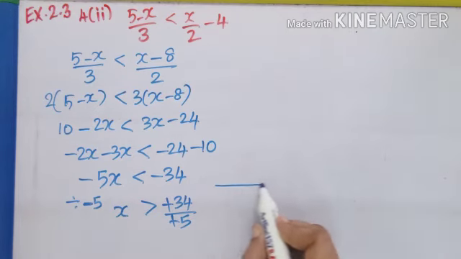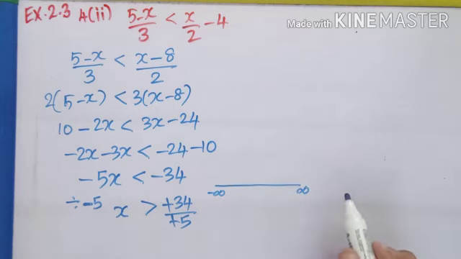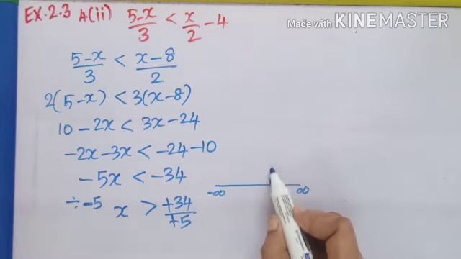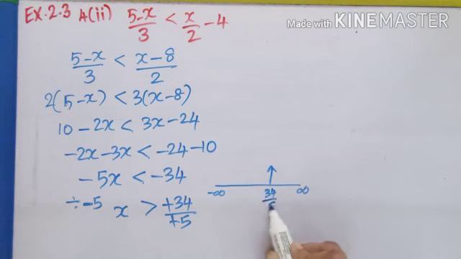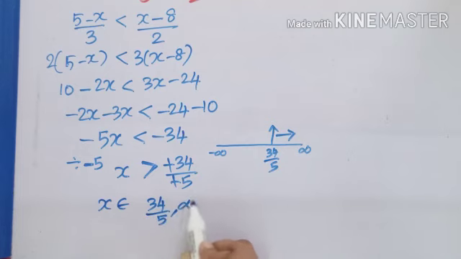So we mark the number line. The left end minus infinity, the right end plus infinity, 34 by 5, and my question is greater. Greater means mark the right hand side. So 34 by 5 to infinity. So we write the answer x belongs to 34 by 5 comma infinity.